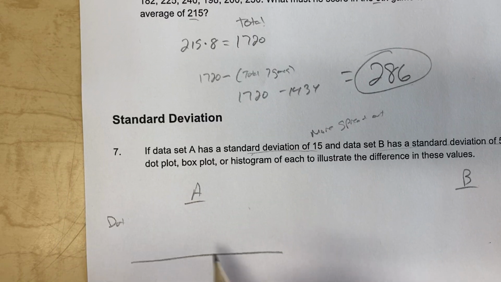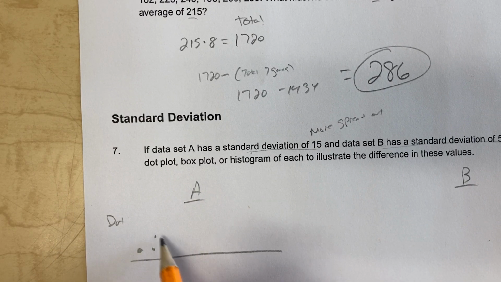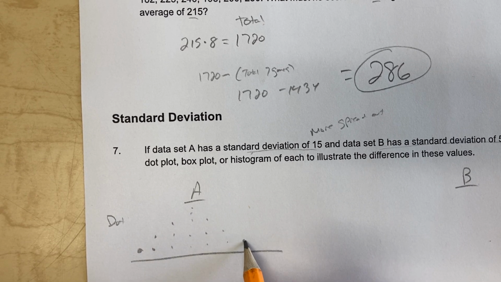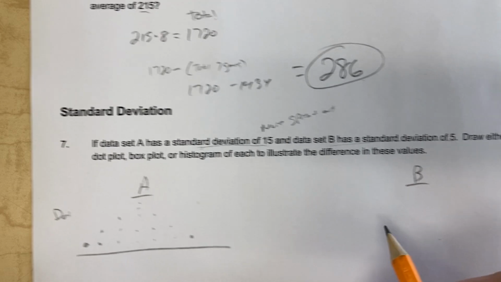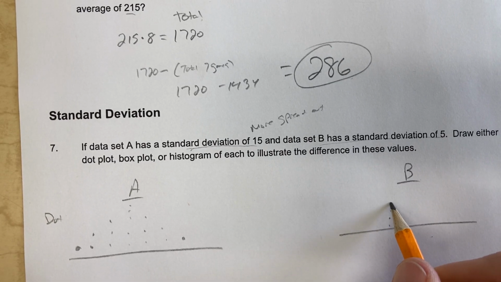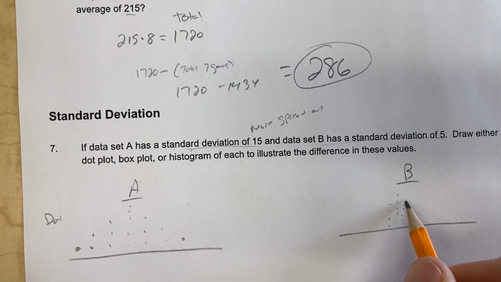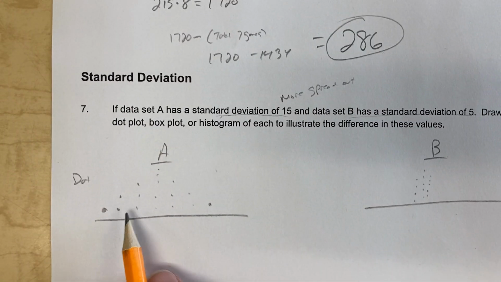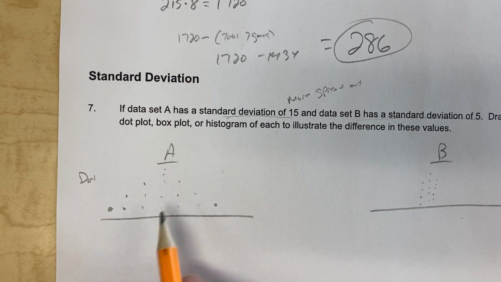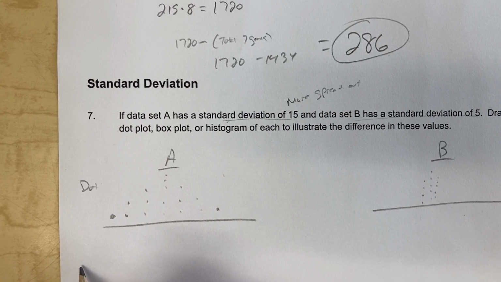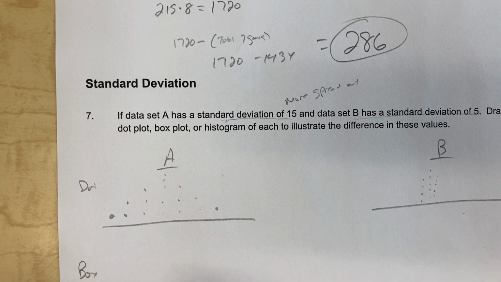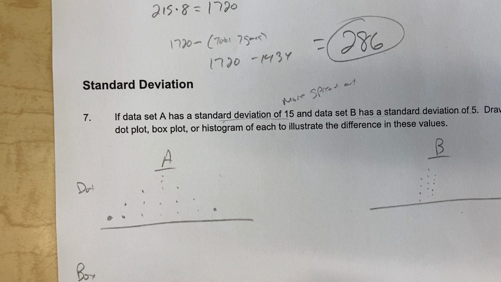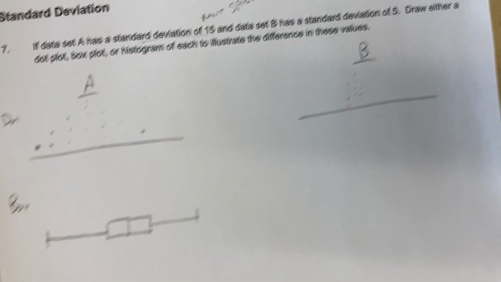So a dot plot for A, when it's more spread out, might look like this, where the data really has kind of a big spread to it, okay? Whereas B, the data is really close together. So B might look something like that, where all the data is pretty tight together, whereas A, it's more spread out, okay? That would be an option for a dot plot. For a box plot, again, A might have something where the things are a little more spread out, okay? So something like that.